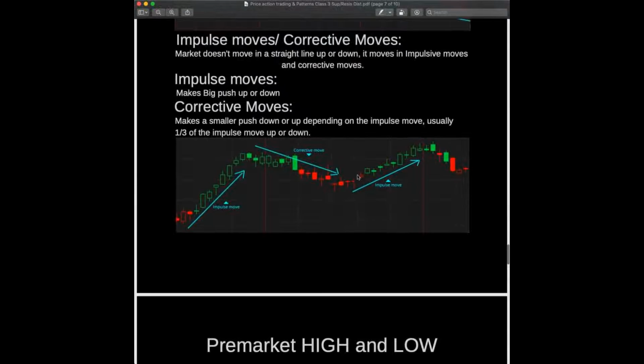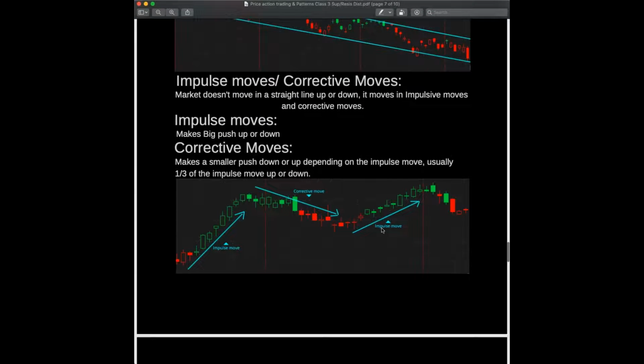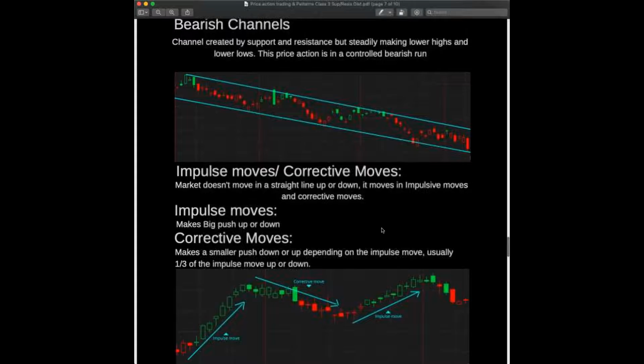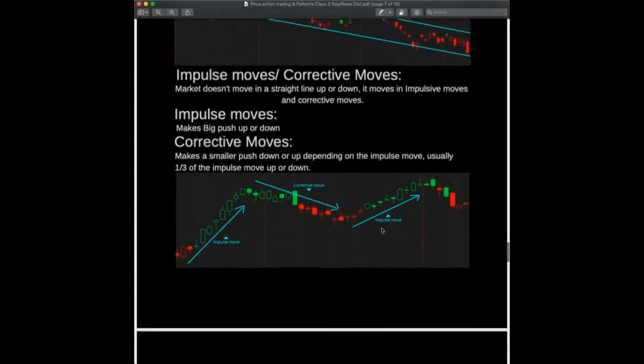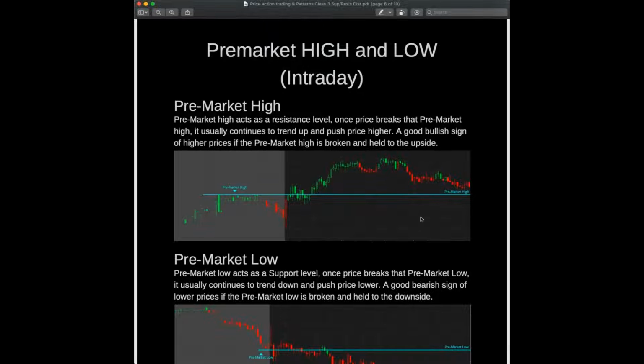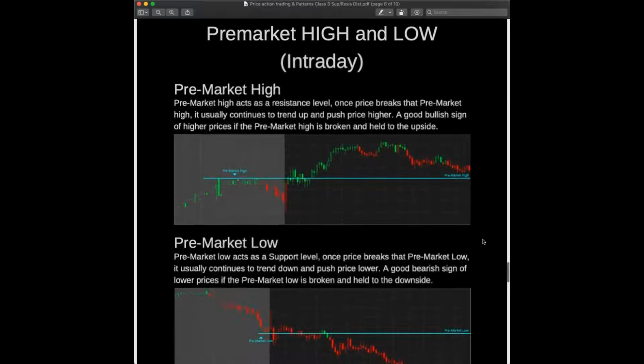And we'll go over more in depth of impulsive and corrective moves in our patterns lesson. So this was the basics of support and resistance generally, and then we're going to go into our pre-market high and low, our lower time frame support and resistance, and our intraday support or resistance. So, pre-market high and low for our intraday charts.